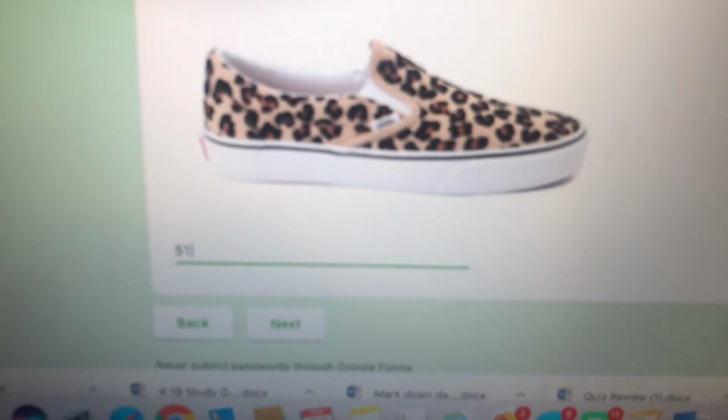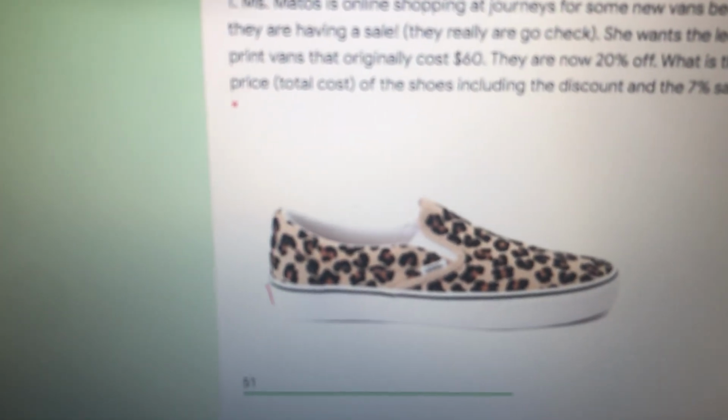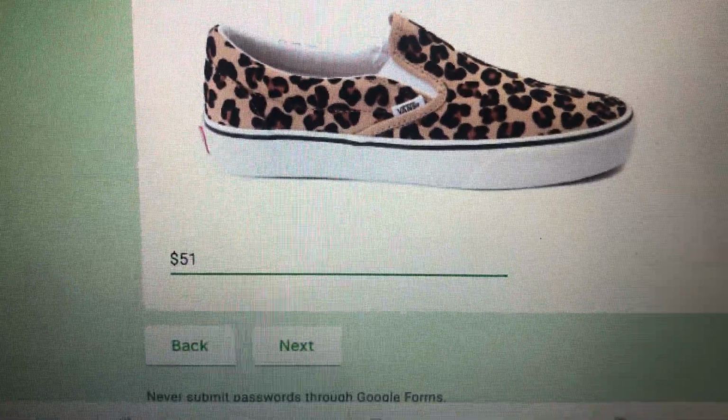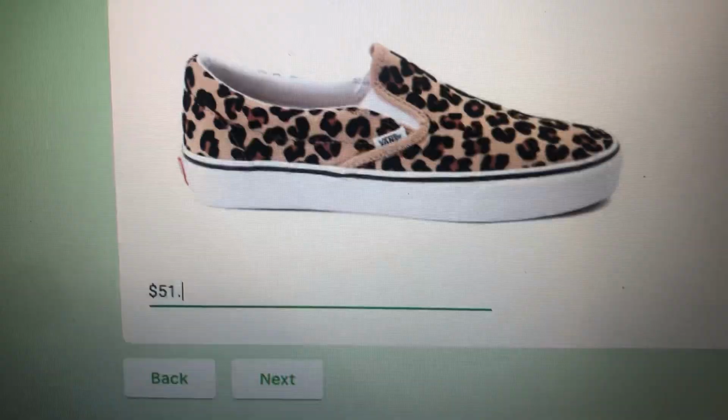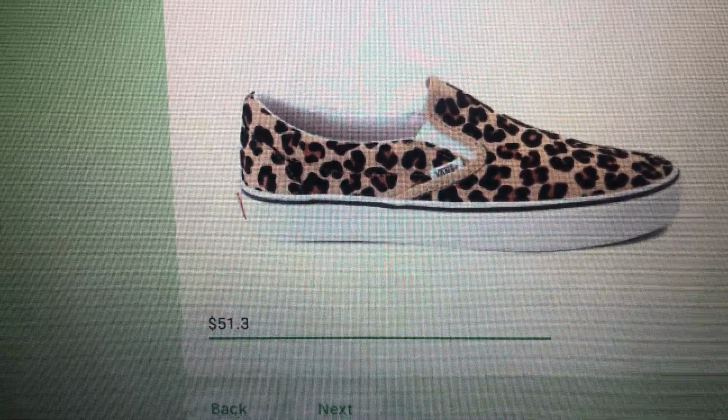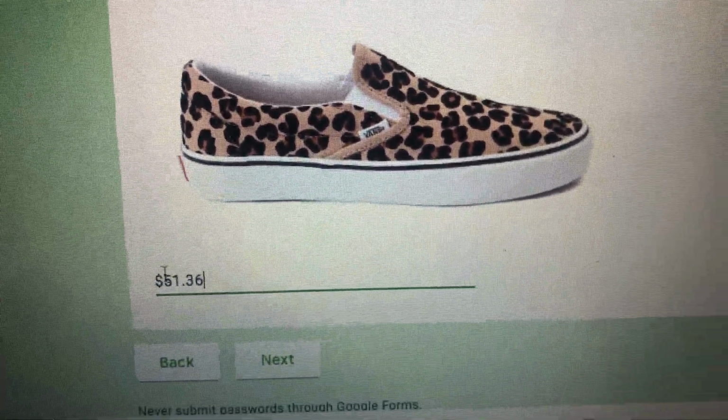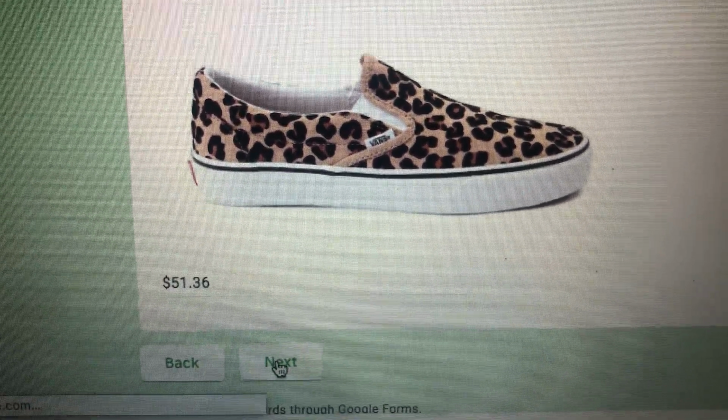And so in the bottom, when you type in your answer, make sure that you actually put the dollar amount, because your units really matter. So I'm going to make this more clear. It's really blurry. $51.36. It won't let you move on if you don't put the dollar sign. And there we go.